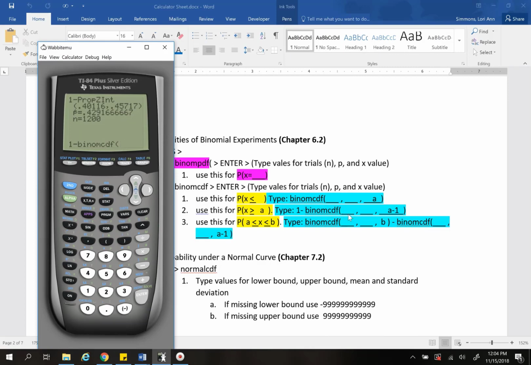Then you're going to enter your trials. So how many trials do we have? 35. What's your probability? 0.489. And then you're going to take your A. So that was 21 that I wrote down here. So we take 21 minus 1, so 20. You should get 0.1261.